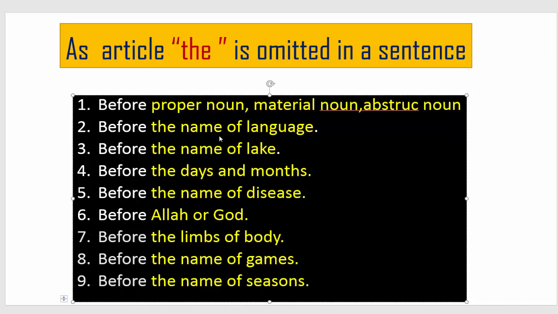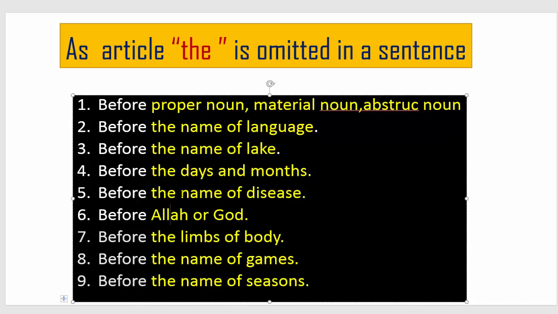Number two, before the name of language. Number three, before the name of lake. Number four, before the days and month. Number five, before the name of disease. Number six, before Allah or God. Number seven, before limbs of the body. Number eight, before the name of games. Number nine, before the name of seasons. We have to avoid the in nine cases.